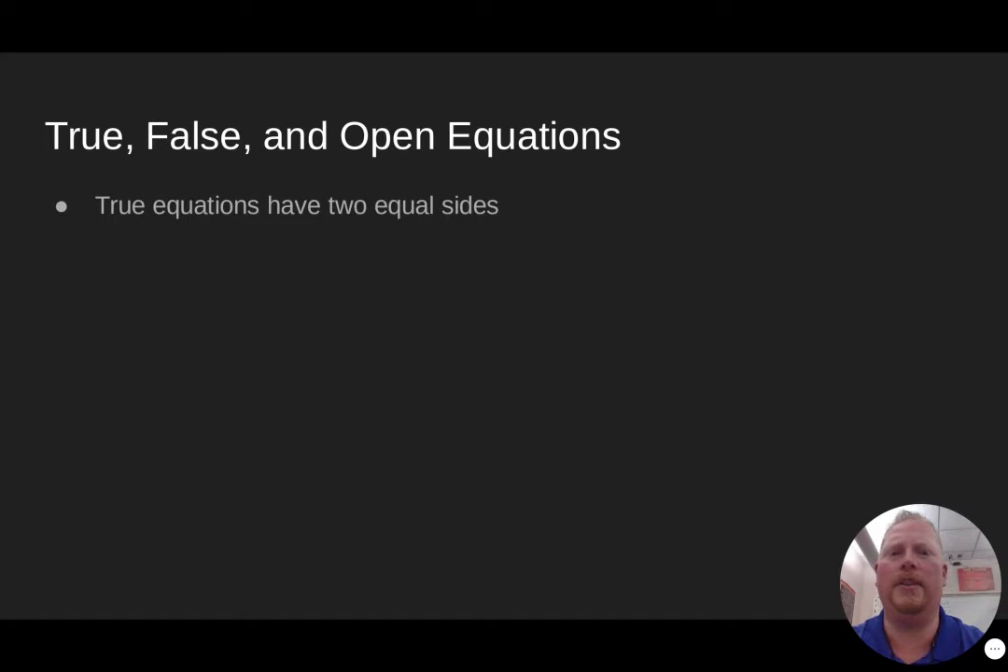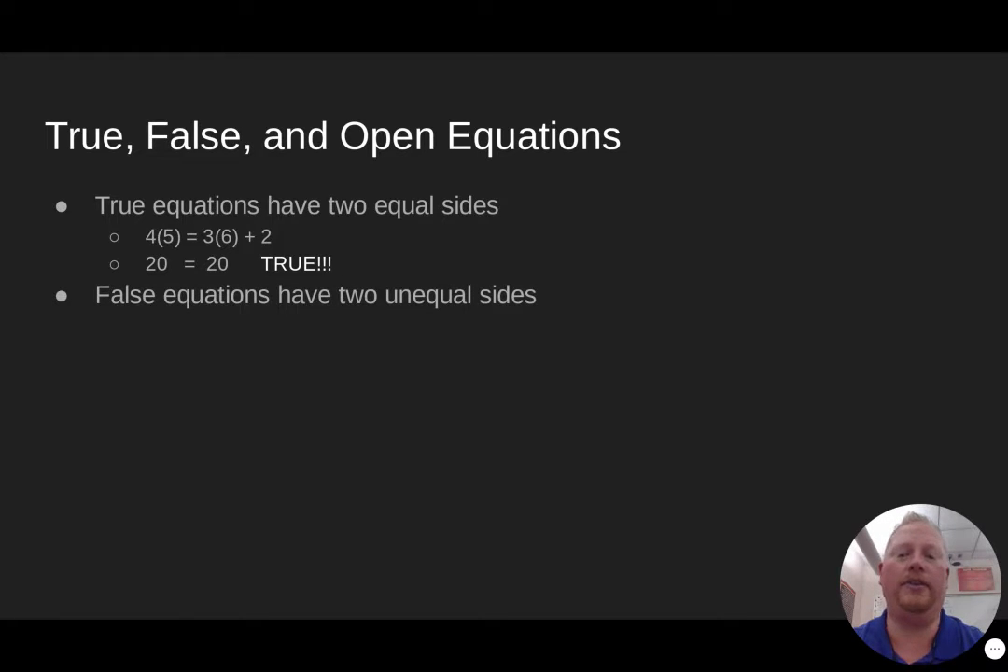A true equation is something that has two equal sides. So for instance, if I had something like this, 4 times 5 on one side, which we know to be 20, then on the other side I've got 3 times 6, which is 18, and then add 2, that makes 20. So I have 20 on both sides, which makes that a true equation.